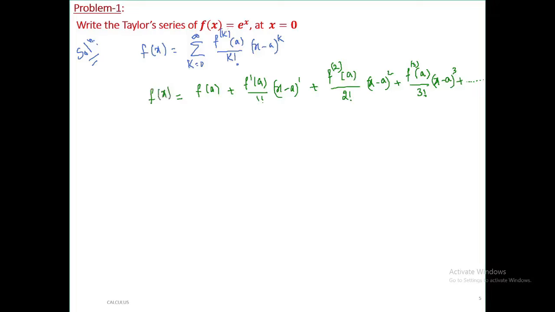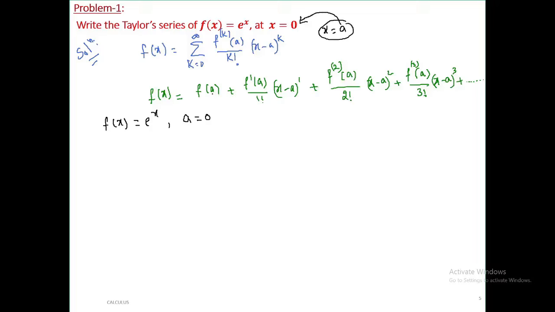Now we need to express f of x, e power x, as a sum of infinitely many terms like this. First we need to find all these unknowns. f of x is given to us in the problem itself, and x is equal to 0 means a is 0 here. So what is given to us? f of x is e power x, and a is 0. The Taylor series at x is 0 means x is equal to a actually, but instead of a we are having 0. That's why I am writing a is equal to 0.